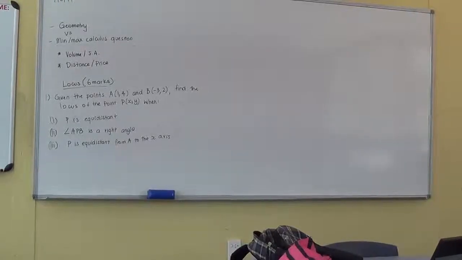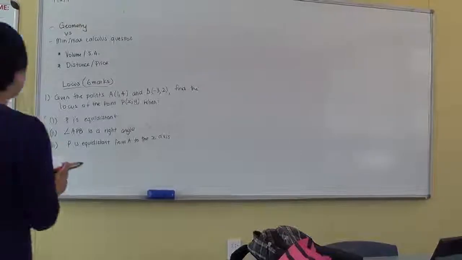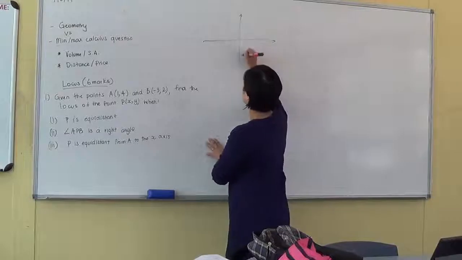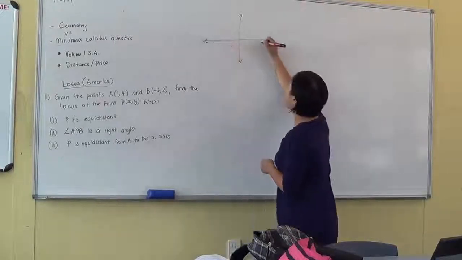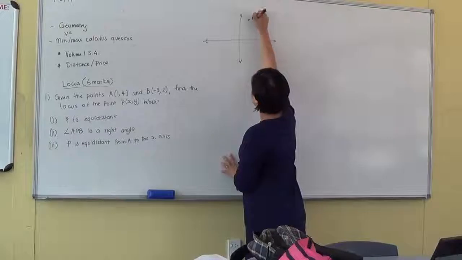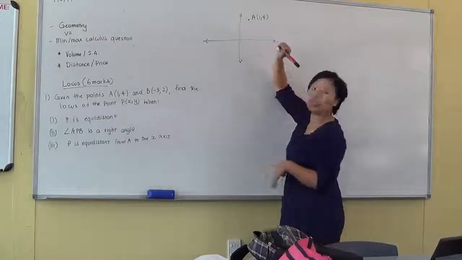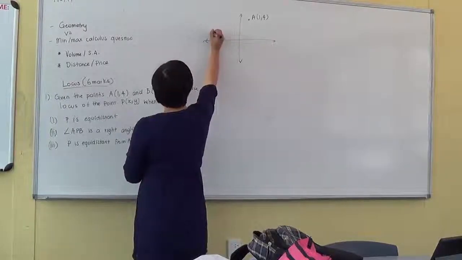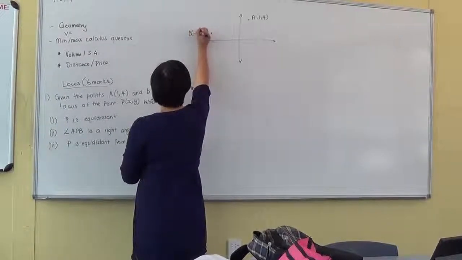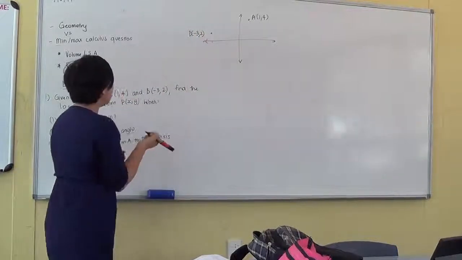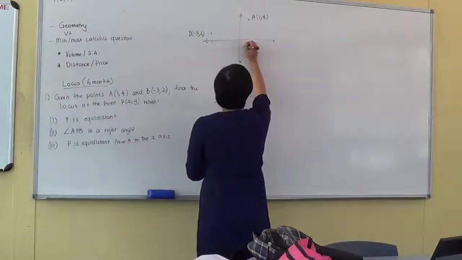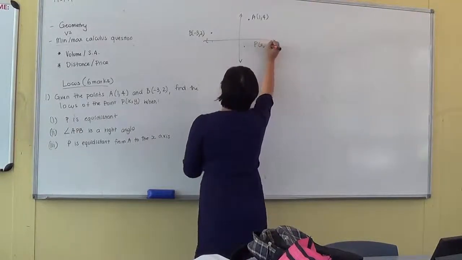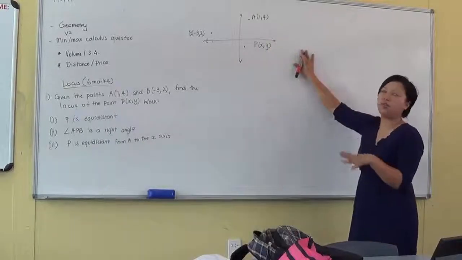So we'll do the locus question. We have two given points. If it helps, plot those two points. So (1, 4) is A, and the other one is (-3, 2). And P is just a point on the number plane, say P is here. Call P (x, y), x and y because they're both variables.